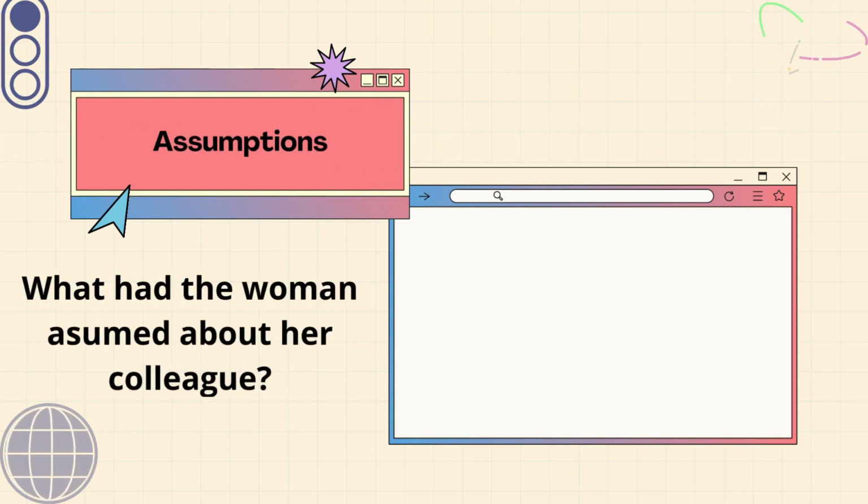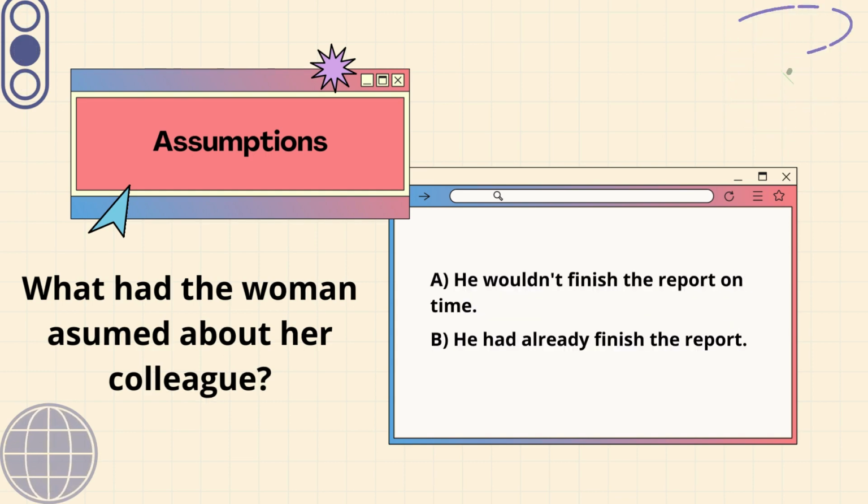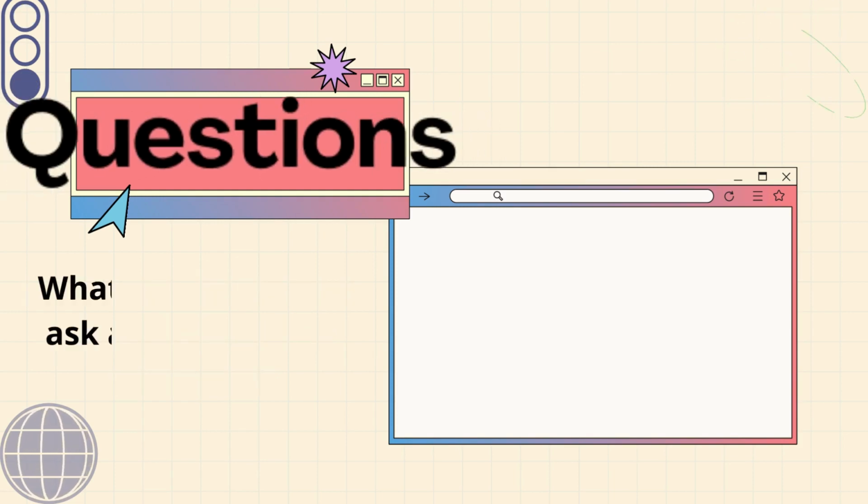Questions about assumptions require a lot of attention because you must interpret information and come to a conclusion in seconds. What had the woman assumed about her colleague? He wouldn't finish the report on time. He had already finished the report.